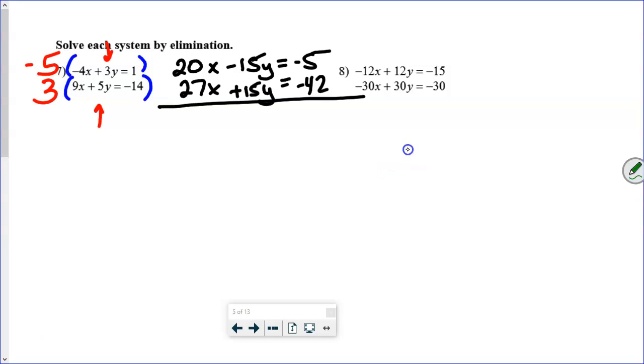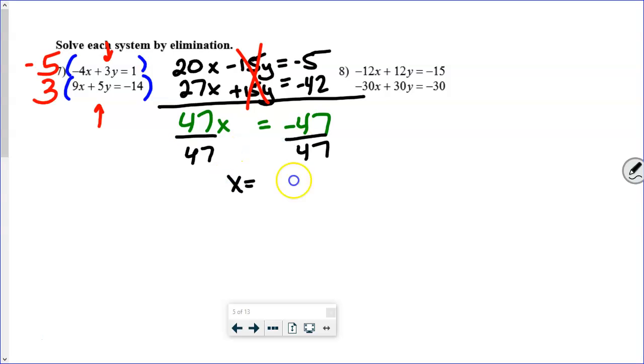Who's helping me finish this problem? David. Are your 15s going to cancel from Dylan's work? Yeah. All right, cool. Negative 15, positive 15y gone. Add up your x's. What do you get? 47. Cool. 47x equals, this adds up to negative 47. All right, I'm feeling good because this is going to come out nice. When you divide by 47 on both sides, what value did we just find for x? Negative 1.